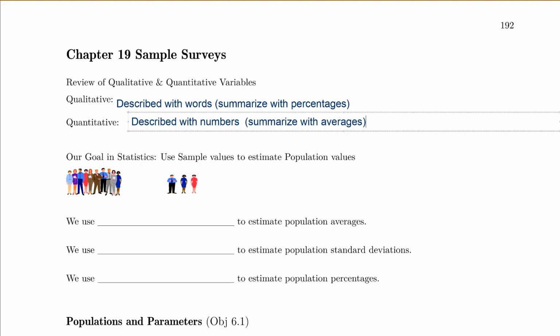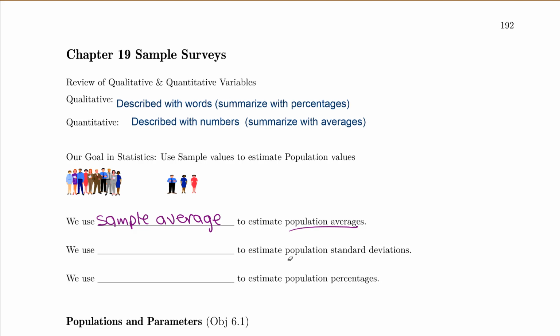With that in mind, our goal in statistics is to use sample values to estimate population values. We have an entire population of people, we want to estimate something, but it's too difficult to find information on the entire population. So instead we use a smaller sample of just a few of those people. If we want to estimate our population average, we will use our sample average.